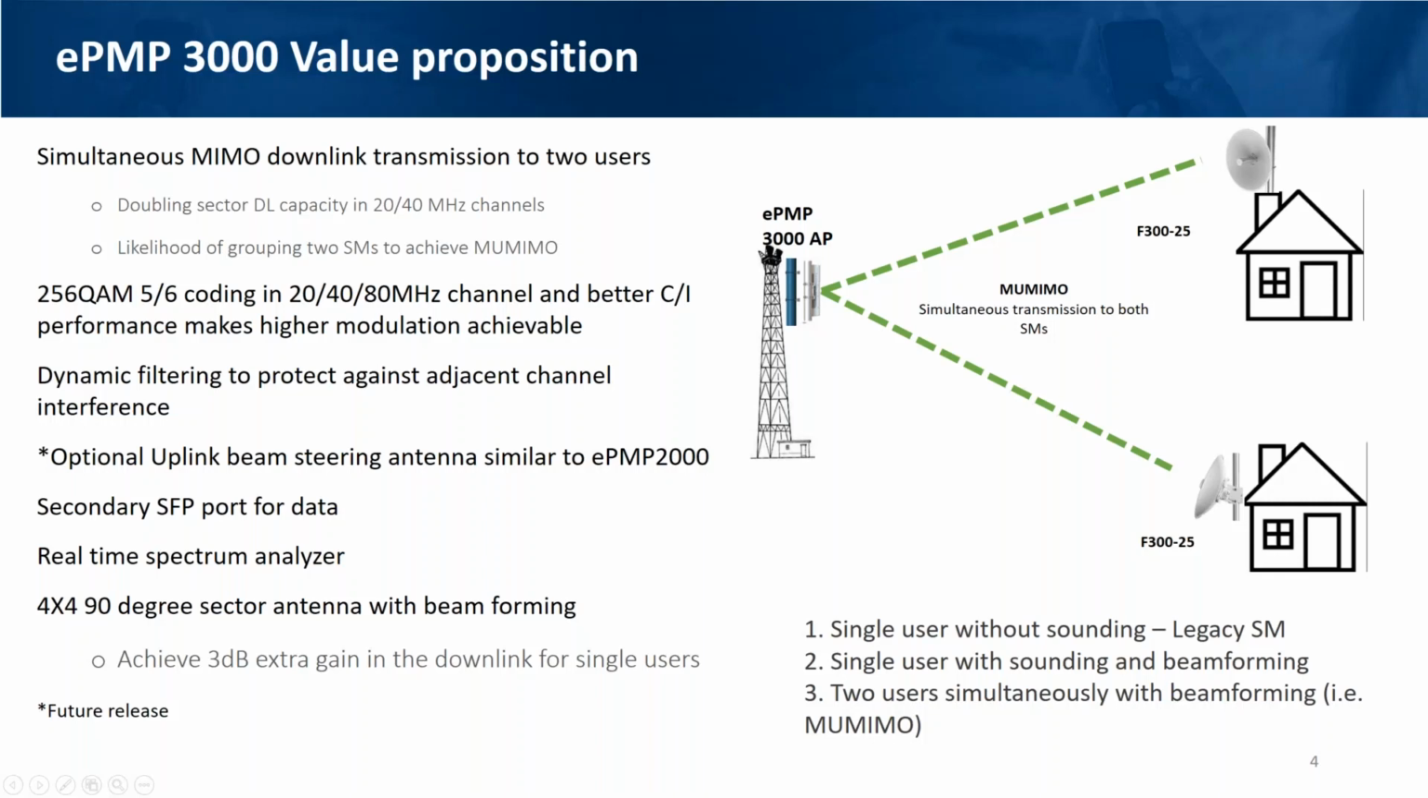And last but not least is the simultaneous beamforming or simultaneous MU-MIMO transmission, where you're now phase shifting away from the two subscribers, canceling each other out, being able to transmit at the same time without interfering.